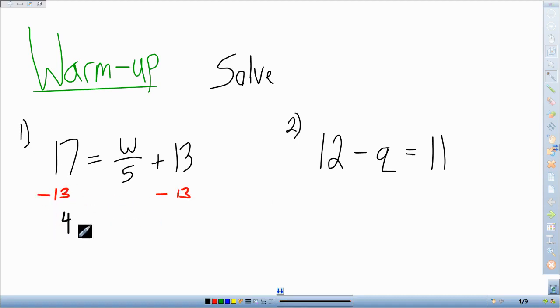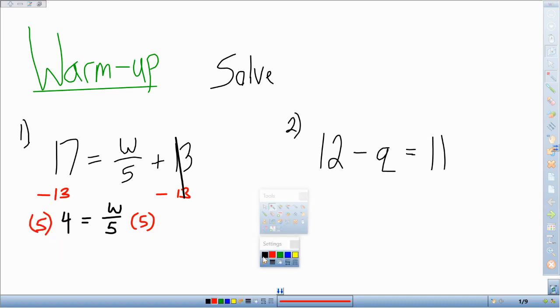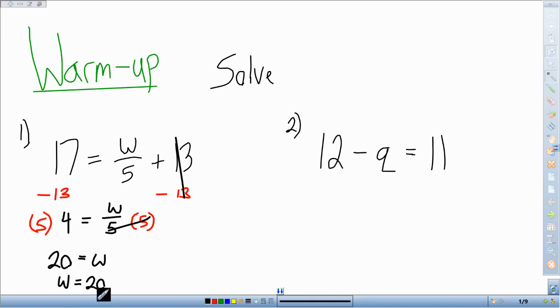Okay, so it looks like we got a 4 on the left. Looks like on the right, we got that W over 5. Okay. Now we can get rid of that 5. It's being divided, so we'll do the opposite, and we'll multiply, and we need to do it to both sides. Okay, so over here, it looks like we're getting a 20, and it equals W. Let's flip-flop it to get our variable on the left, so let's write it as W equals 20. Okay, just remember, we can always check. If we plug 20 in here, 20 divided by 5 is 4 plus 13, 17.